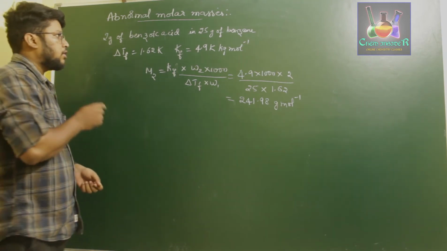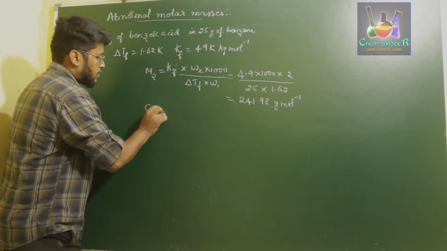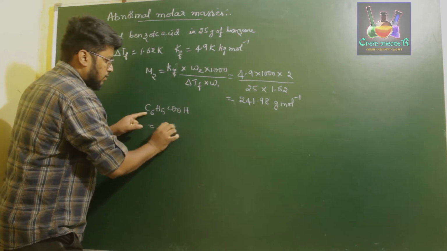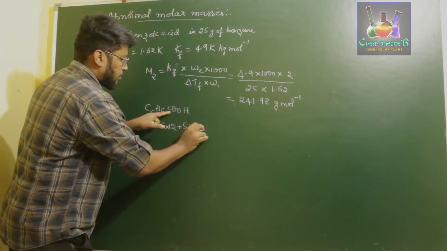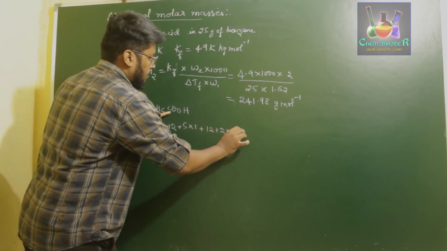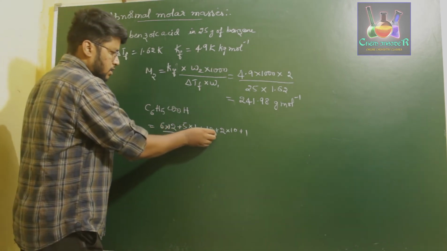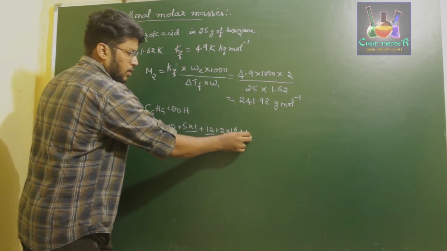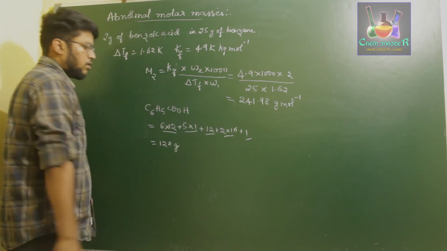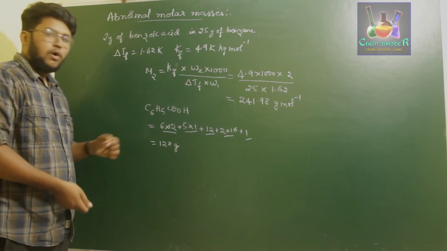Now if we calculate the molecular mass from the formula of benzoic acid, C6H5COOH, it will be 6 into 12 plus 5 into 1 plus 12 plus 2 into 16 plus 1. On adding all these values, we get a molecular mass of 122 grams.